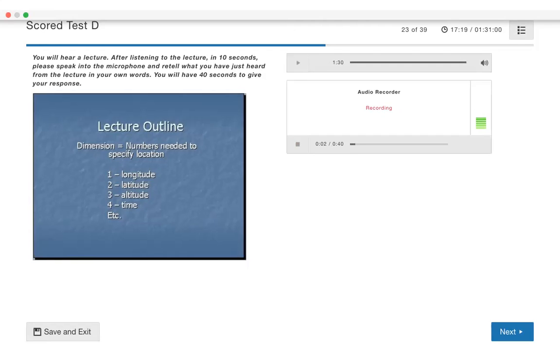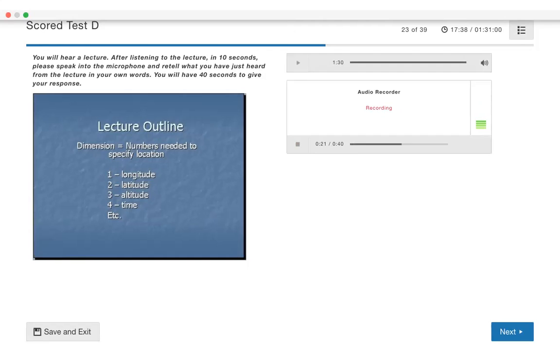This lecture was talking about dimensions, numbers needed to specify a location. In the first part of the lecture, the speaker mentioned the equator and longitude. In the next part, the speaker mentioned the surface of the Earth. In the next part, the speaker mentioned 3-dimensional and 4-dimensional.